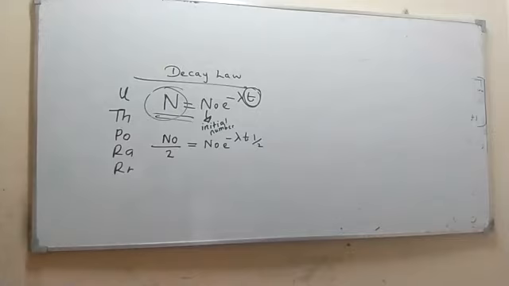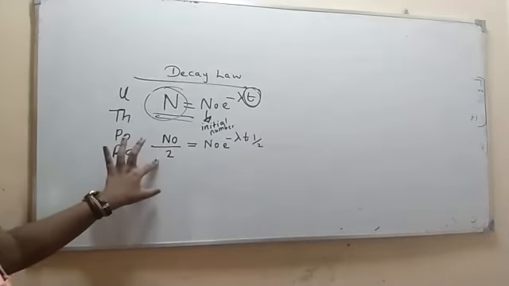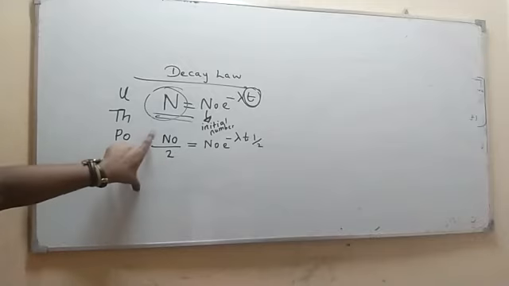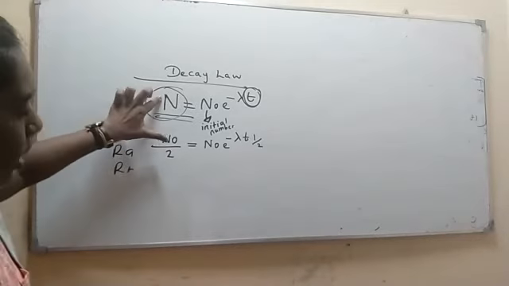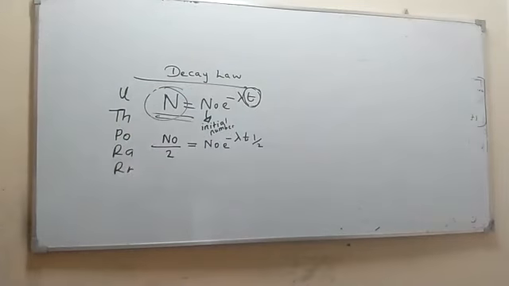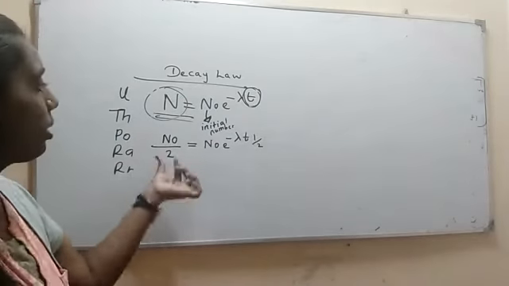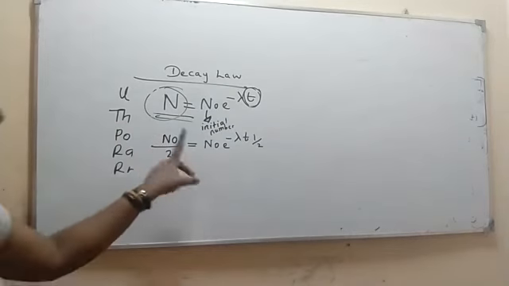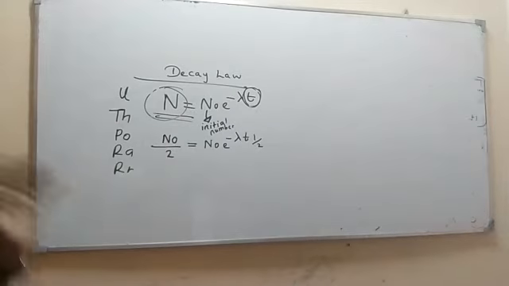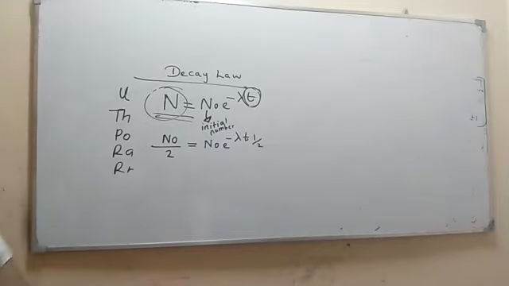So t half means what? That initial number should become n naught by 2. I think you can understand why we put n naught by 2 here. When I put a particular time, after that time, how much remains? T half, by definition, is the time the number takes to become half, that means n naught becoming n naught by 2. Now I'm going to simplify this expression and get an expression for t half. So how to do that?